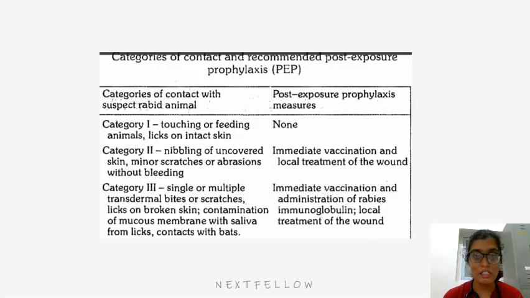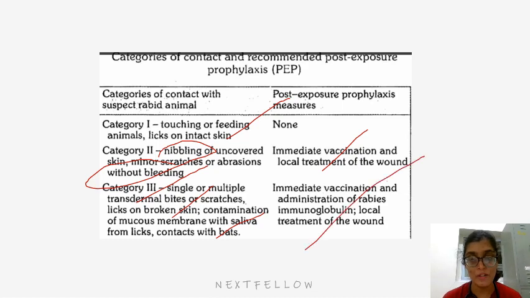The categories of post-exposure prophylaxis. Category 1 is touching or feeding animal, licks on intact skin. Post-exposure prophylaxis is not required. Category 2 is nibbling of uncovered skin, minor scratches or abrasions without bleeding. Without bleeding is very important. Immediate vaccination and local treatment of the wound. Category 3, single or multiple transdermal bites or scratches, licks on broken skin, contamination of mucous membrane with saliva from licks, contacts with bats: immediate vaccination and administration of rabies immunoglobulin, and local treatment of the wound is required.